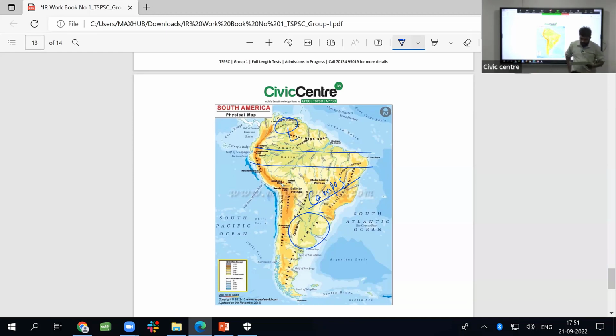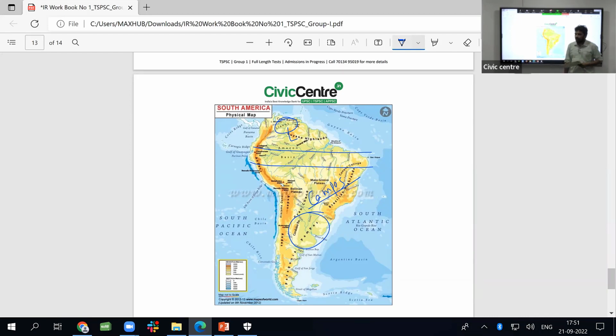In Australia, can you see the Torres Strait, north of Australia and south of Papua New Guinea Island? The Torres Strait connects the Arafura Sea with the Coral Sea.